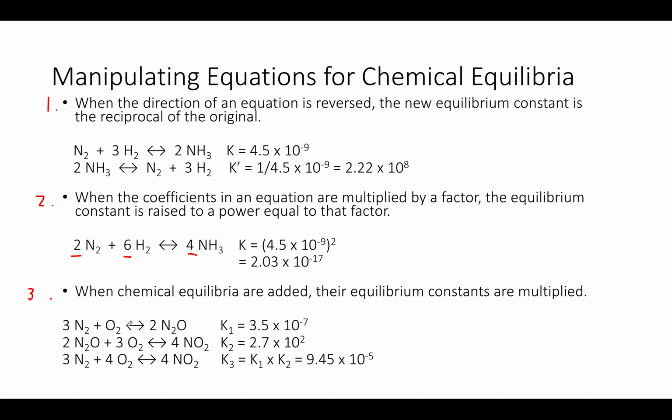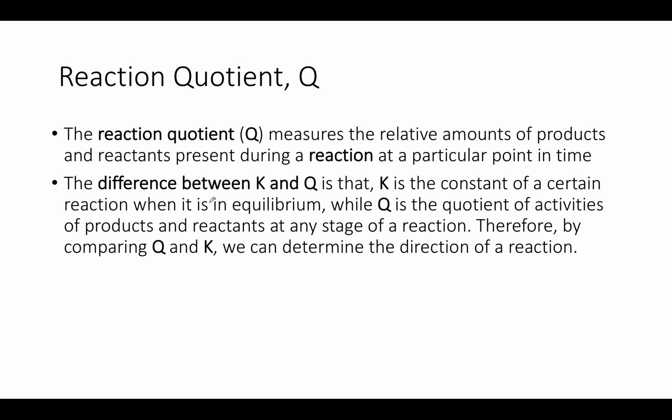And the third one is that when we add chemical equilibria in a multi-step reaction, you just multiply the previous constants. So if I have 3 steps here to get to my final reaction, I would just multiply the 3 Ks to get my final equilibrium constant. That's similar to Hess's law in thermochemistry, but this one's not used as much as the other two.